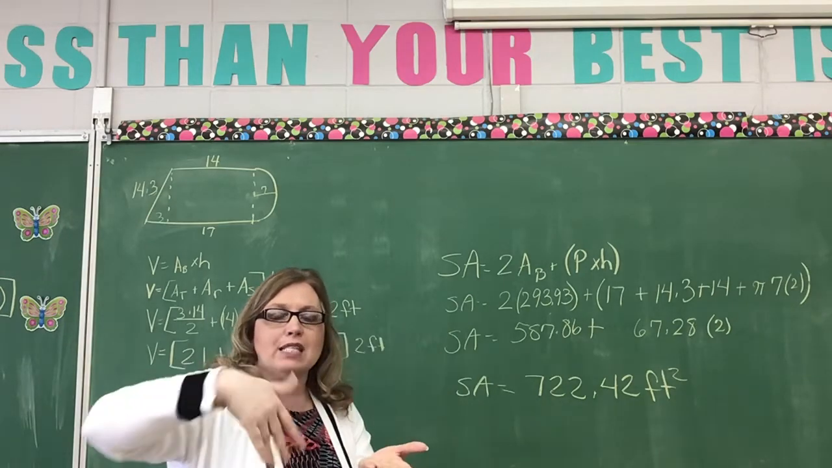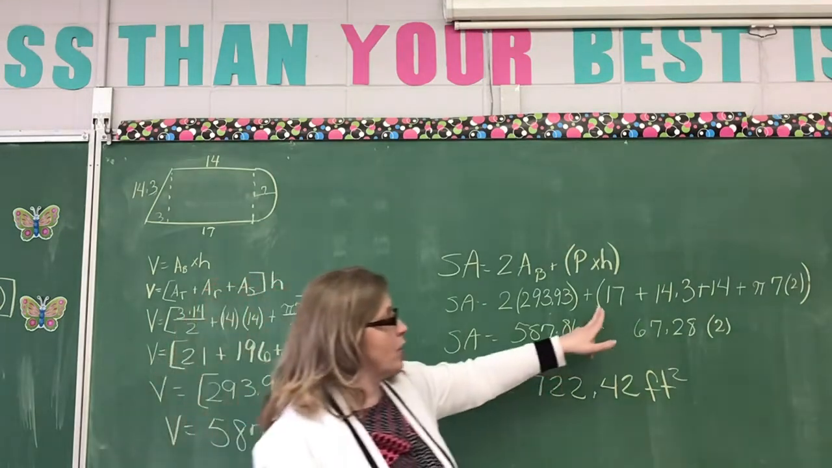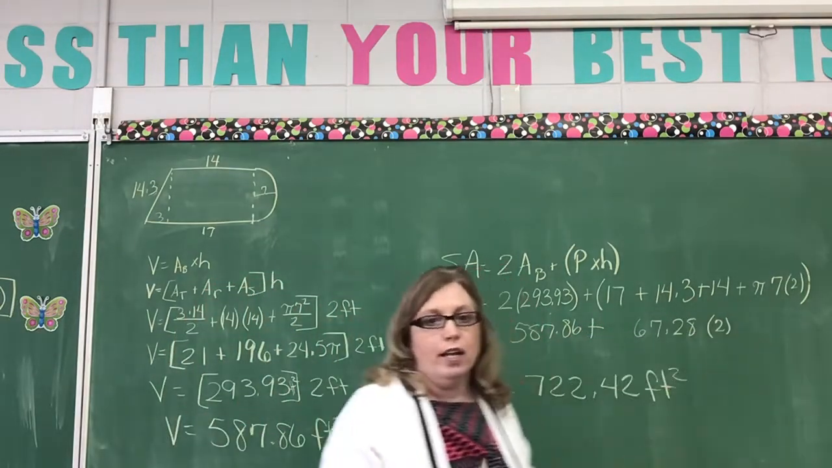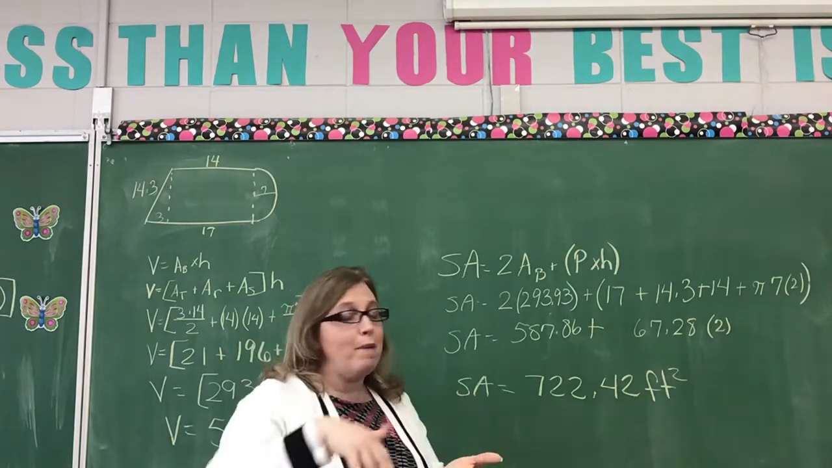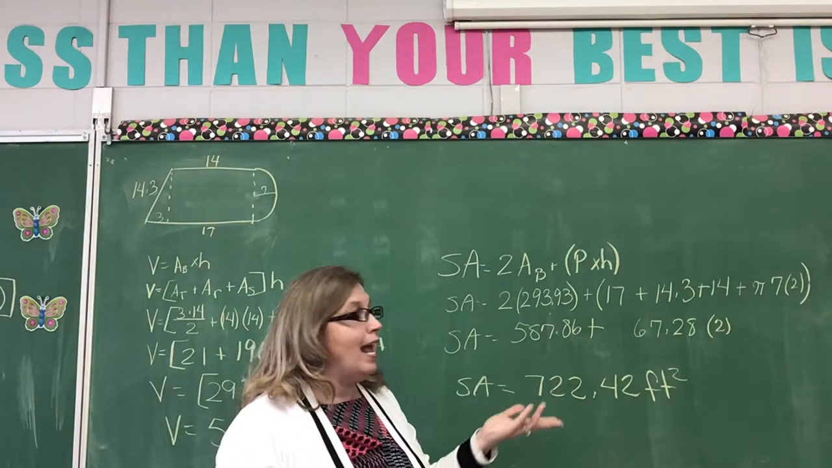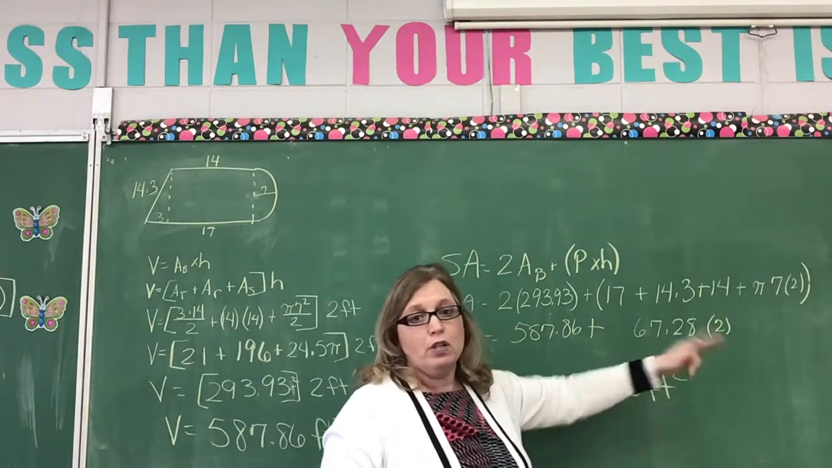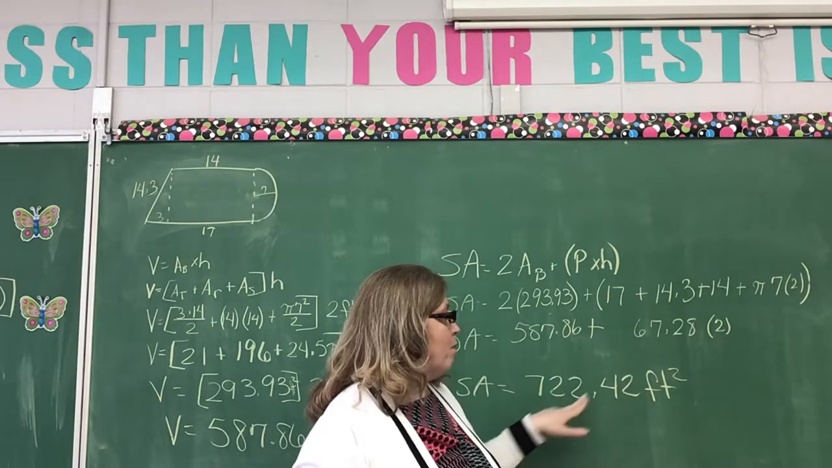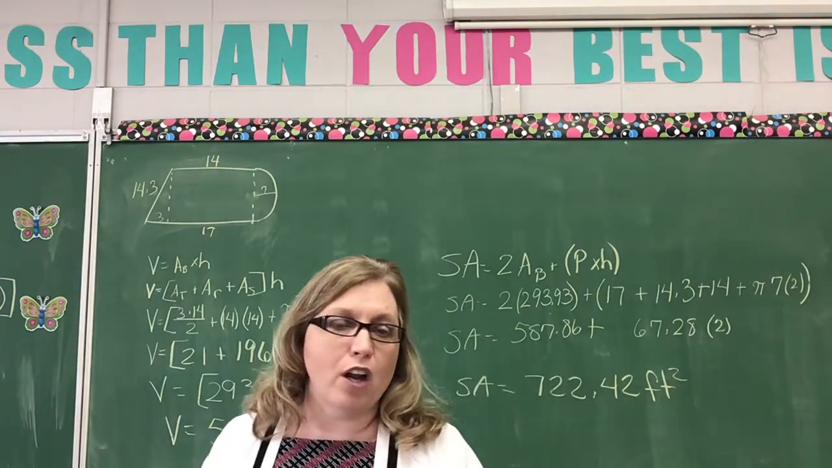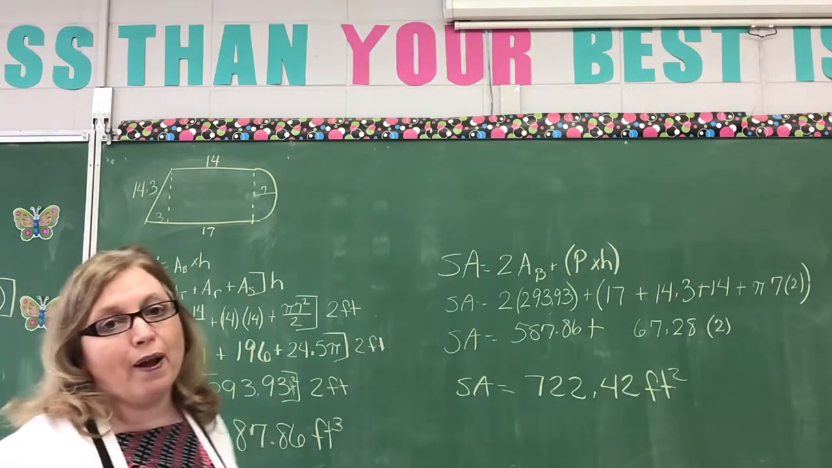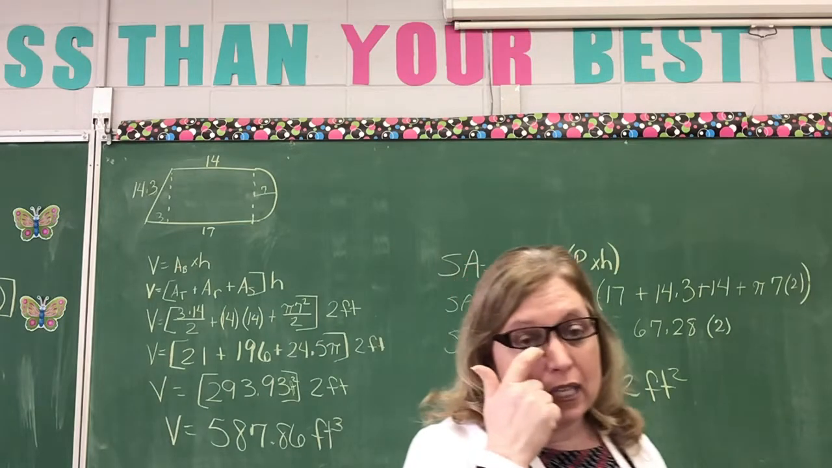But what about the sides? I measured the sides. That is the perimeter. That's what all these numbers are. It's the perimeter. Okay, then once I have the perimeter of 67.28, I have to multiply by how tall it is. And it was 2 tall. Okay, so when I multiplied that by 2 and I added it together, my final answer was 722.42 feet.